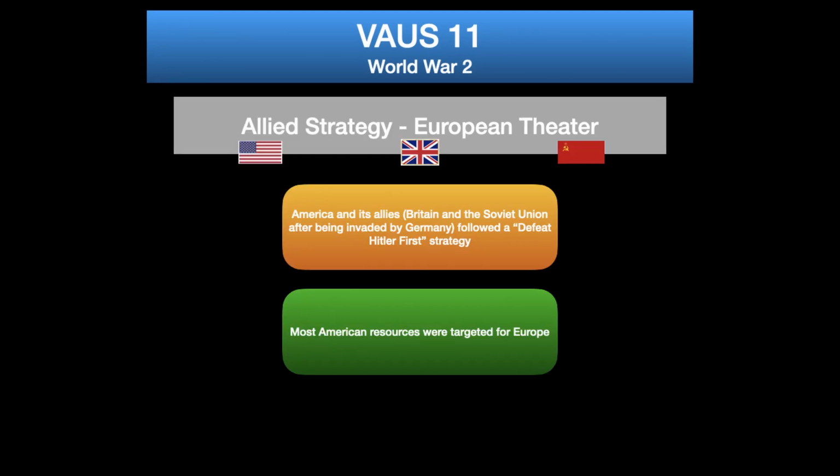So additionally, we also have two different strategies. The Allied strategy in Europe is to defeat Hitler first. While Japan has directly attacked the United States and Germany has not, we understood that Germany was a little bit more of a threat. Many American resources, actually most of them, are targeted for Europe first.